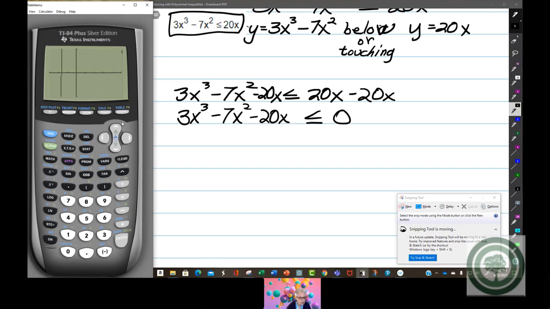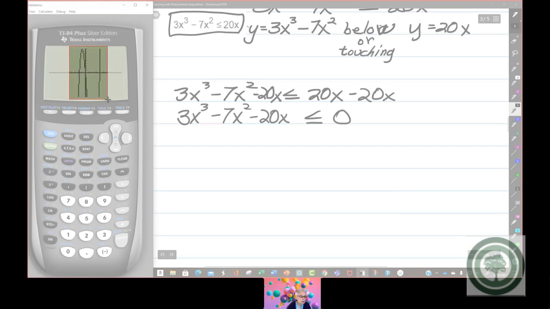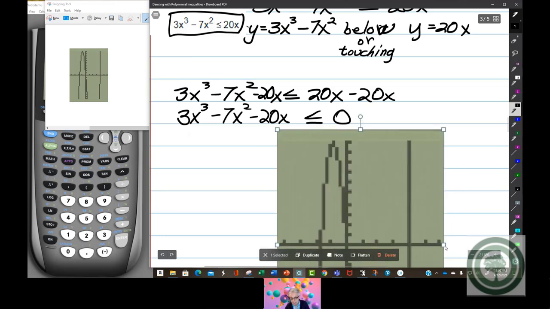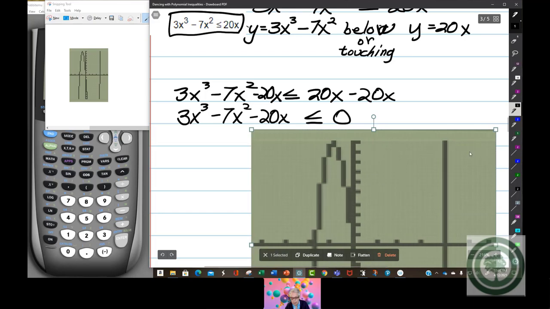What does that look like? Yeah, you can't see it. Now I'm just going to do zoom 6. Because we have a pretty good idea now. So now we get a picture of it. Pull that out. There.